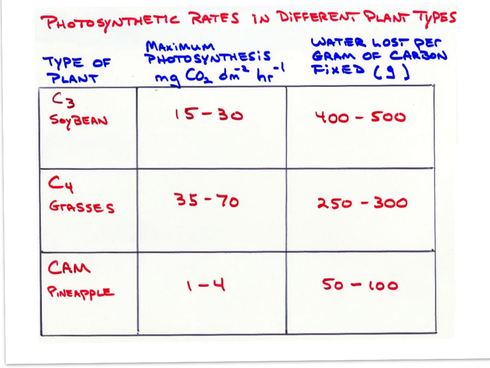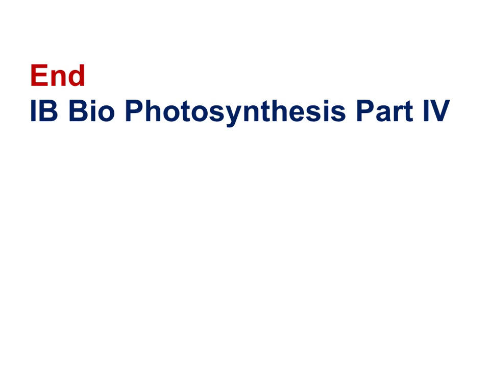Nevertheless, in dry environments, the lack of water limits photosynthetic rates. Now, C4 plants with PEP carboxylase fixing carbon dioxide, the high affinity of PEP carboxylase for carbon dioxide, allows stomata to partially close. Thus, water loss is not as high as it is in C3 plants. And without the problem of photorespiration, photosynthetic rates are higher than they are for C3 plants. This is all very interesting stuff. And that brings us to the end of IB Bio Photosynthesis Part 4.